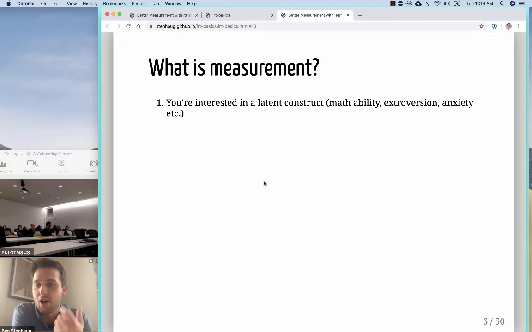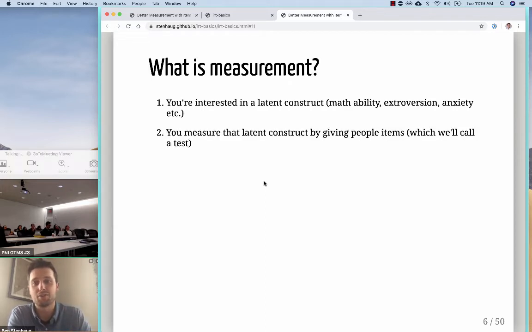And anyway, the hard thing about a latent construct is it doesn't live in this physical space. It lives in people's minds and personalities in a way that the only way we can get at it is with questions or observed behaviors, or what we'll generally refer to as items. And that's the way we get at the measure of the latent construct. But it's sort of this indirect process, whereas physical measurement's a quite direct process.